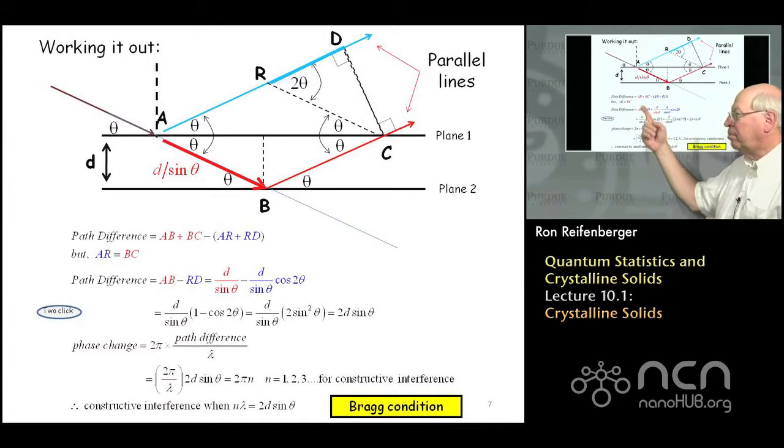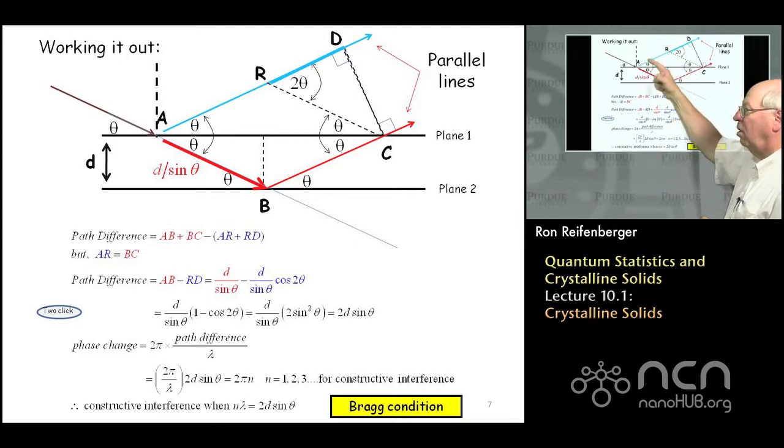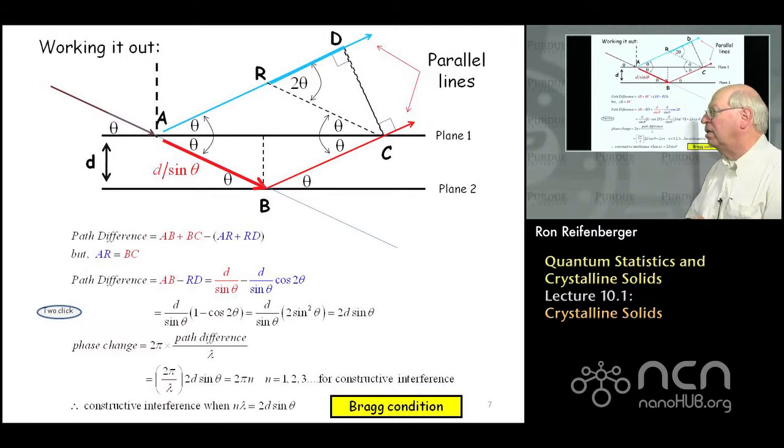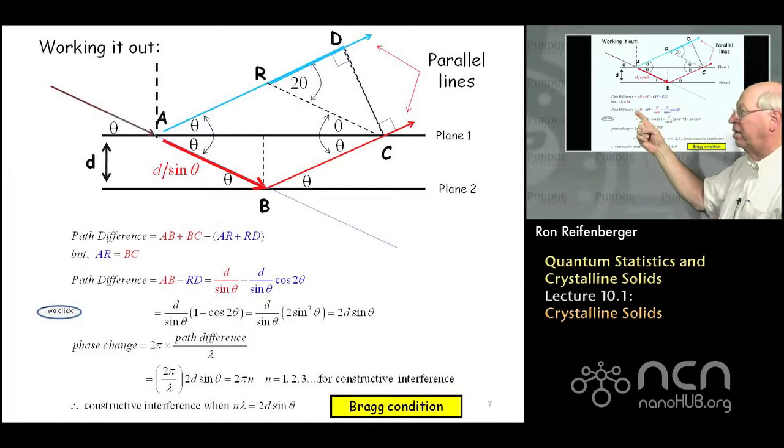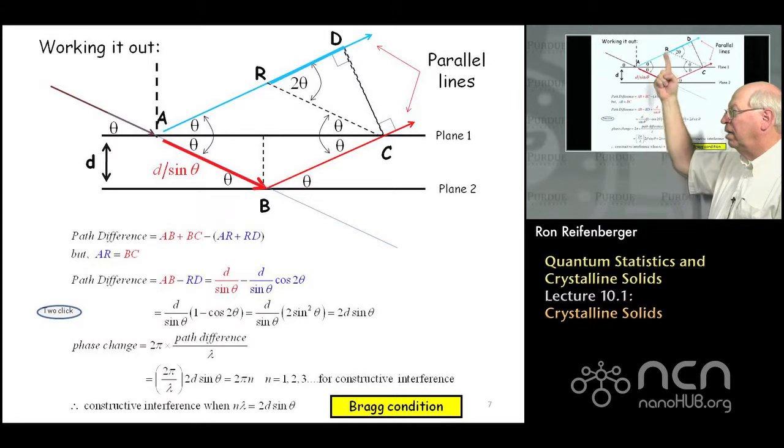So the path difference is going to be given by this distance AB plus BC, that's the red path, minus the distance AR and RD, that's the blue path. So that's the path length difference. From the construction that I've got drawn here, you can see that the distance AR is equal to the distance BC, so that drops out of the equation. And you're then left with a calculation of the difference between this distance AB and this distance RD, as I've indicated here.